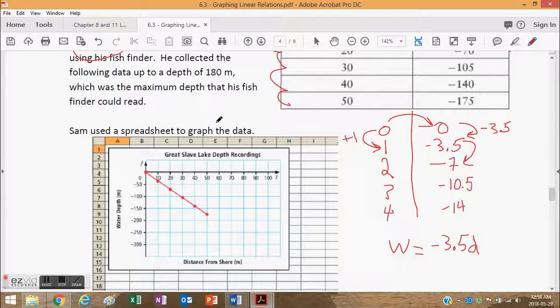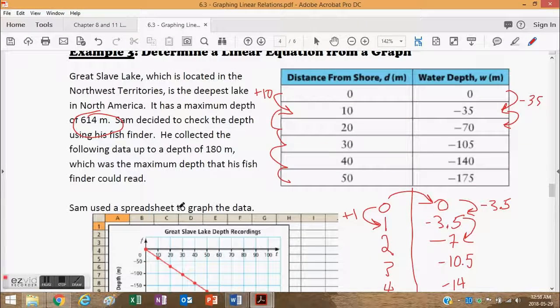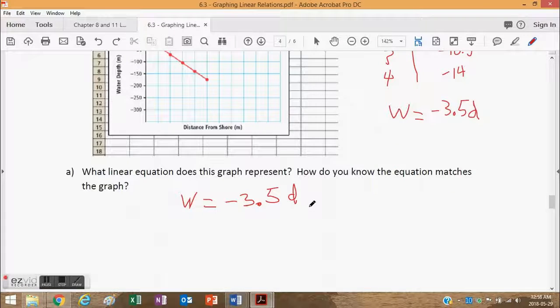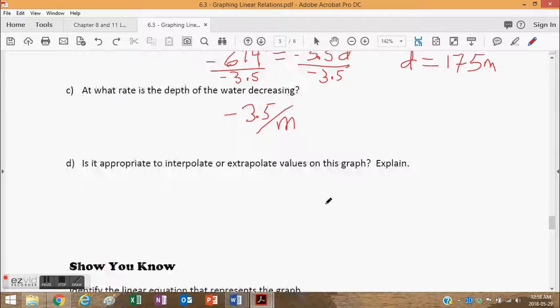Although we don't know, with his fish finder, does the bottom of the lake do something like this, catching all those points but being very undulating other than that? We don't know. So interpolation, use it cautiously. In this case, extrapolation, probably hard to use.